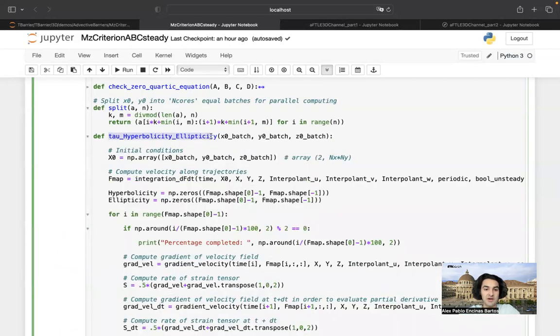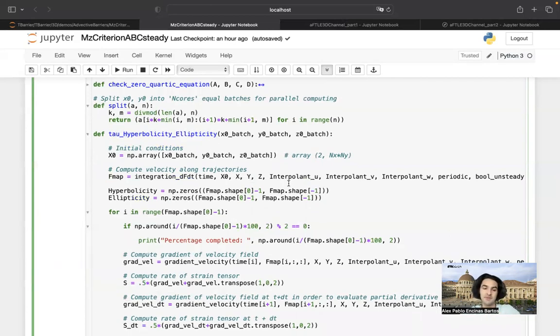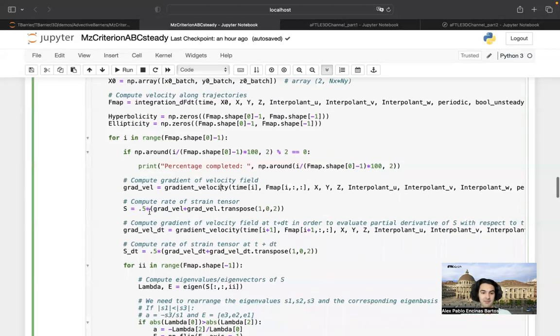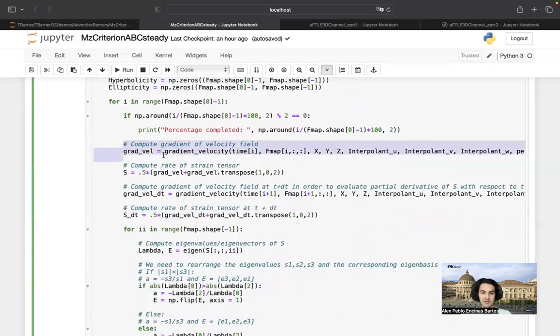The main function here is tau hyperbolicity ellipticity, which essentially computes the time spent in hyperbolic or elliptic flow regions. We start by integrating the trajectory. Then we define arrays which store whether the particle is in a hyperbolic or an elliptic flow region. Here we iterate over all times along a trajectory. We need the gradient of the velocity field and the rate of strain tensor. We also need the gradient of the velocity field at the time step t plus delta t, the subsequent time step, because we need to compute the derivative of the rate of strain tensor, which is done here. So this is simply dS/dt.